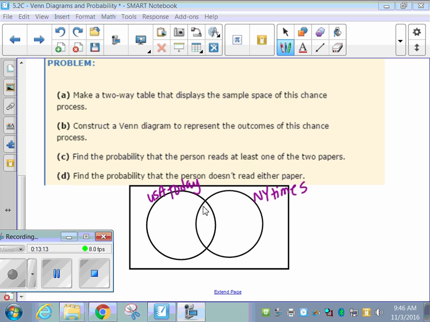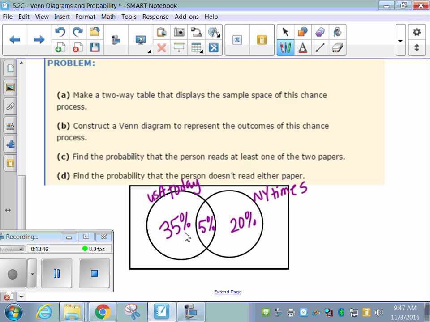All right. Taylor, what'd you put for your overlap? Okay, this is our 5% that read both. Okay, and Adem, what'd you put for New York Times inside this circle but not in the overlap? Yes, good. So this is 20, so that way our total is that 25%. Okay, and Cece, what'd you put for USA Today? Good, that way our total is the 40%.